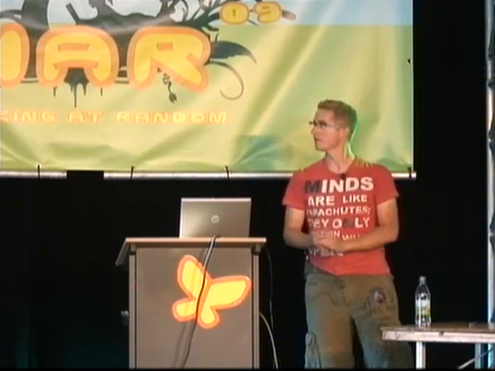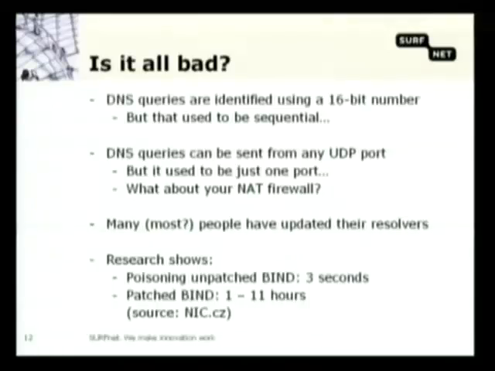So, is it all bad? Well, as Bert Joubert, who was also in the room here, explained yesterday, DNS queries are identified using a 16-bit number. But in the past, resolvers that were querying authoritative servers used sequential numbering. So it was really, really easy to watch some traffic going on and then spoof an answer because you could very well predict which query IDs were going to be used.